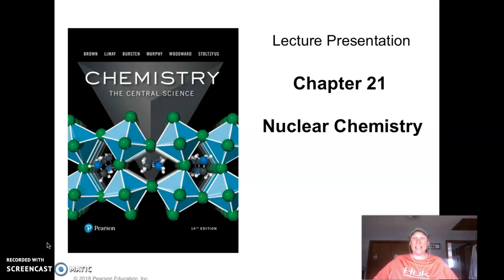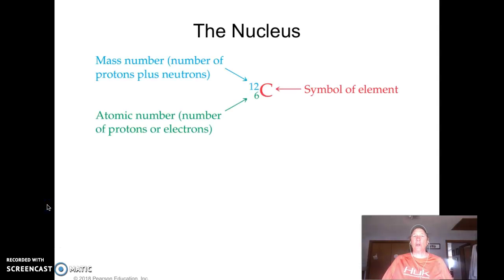All right, we're going to start our last unit today. Chapter 21 is about nuclear chemistry. So we're talking about what goes on in the nucleus of a cell. Okay, so the nucleus we know has protons and it has neutrons. The mass number is the protons and the neutrons added together. So how much that atom weighs, basically.